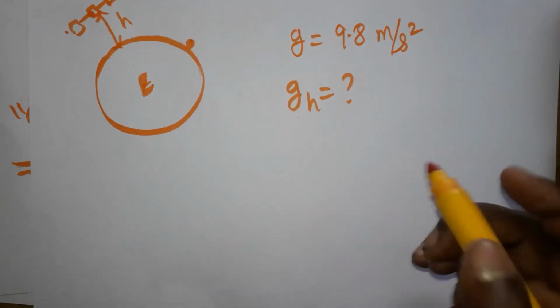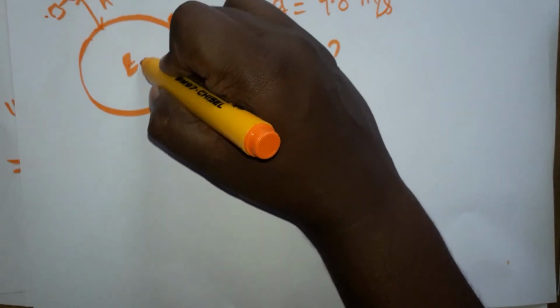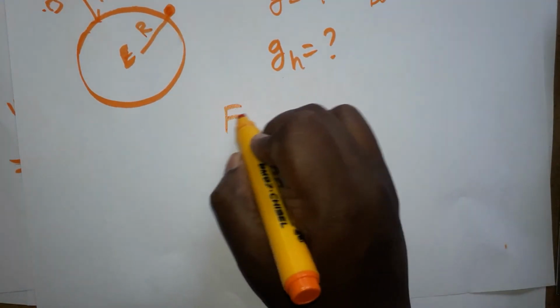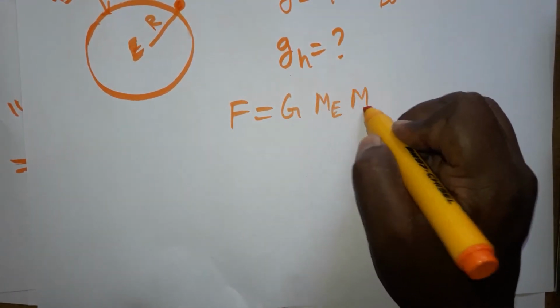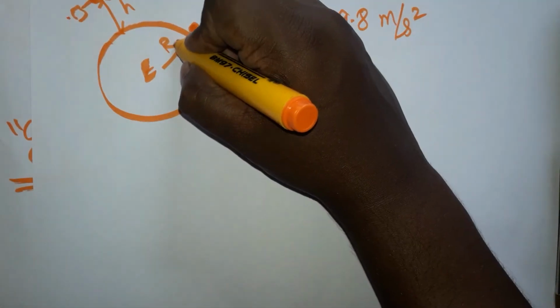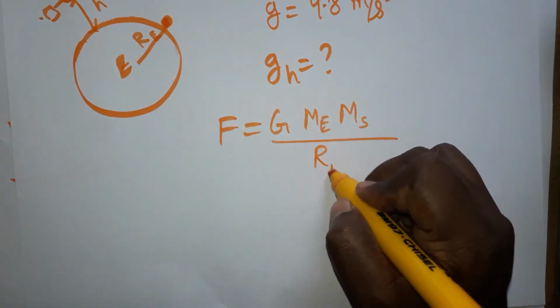See here what I am going to do. Consider one satellite on the surface of the earth. The distance between these two is the radius of the earth. We know F is equal to G times mass of the earth and mass of the satellite divided by the radius of the earth square, because the distance between these two is the radius only.